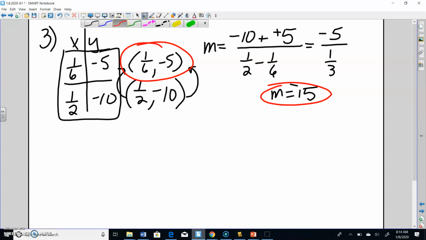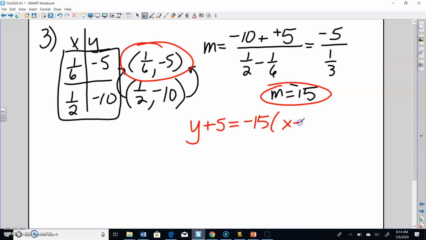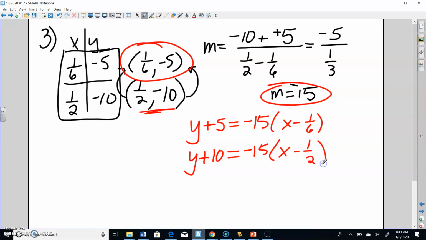But I'll go ahead and write for both points. So if I use the circled point, then that's going to be y minus a -5, which minus a negative makes it positive, and then -15 is my slope, times x minus x sub 1. Or the other equation, if I use this second point, y minus a -10, and remember minus a negative would be plus, equals -15 times x minus a half. Okay? So that would be number 3.